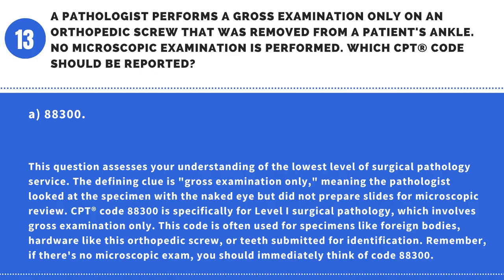CPT code 88300 is specifically for Level 1 surgical pathology, which involves gross examination only. This code is often used for specimens like foreign bodies, hardware like this orthopedic screw, or teeth submitted for identification. Remember, if there's no microscopic exam, you should immediately think of code 88300.